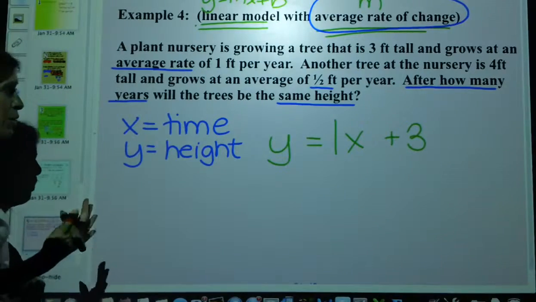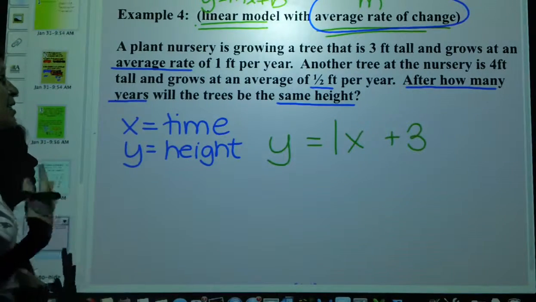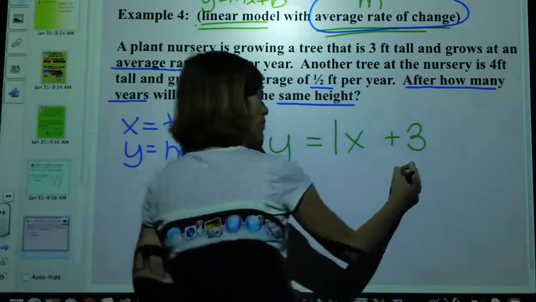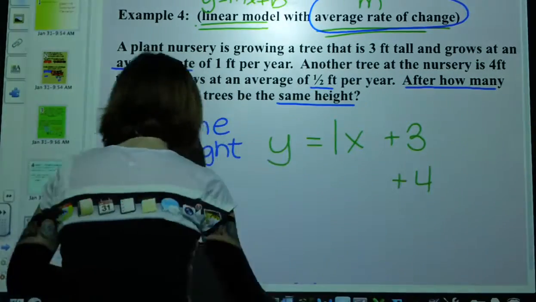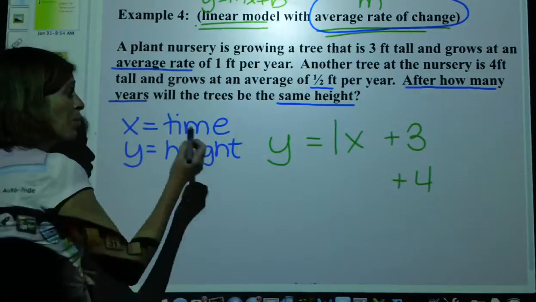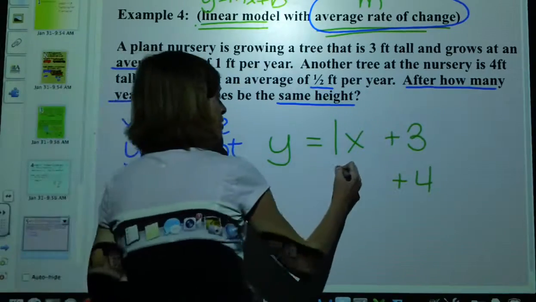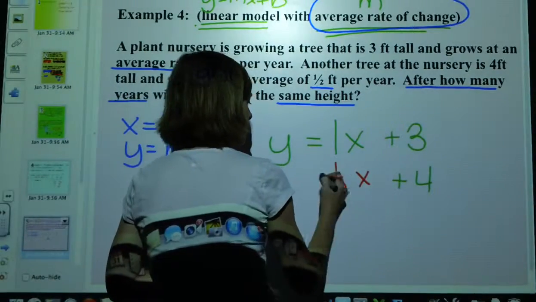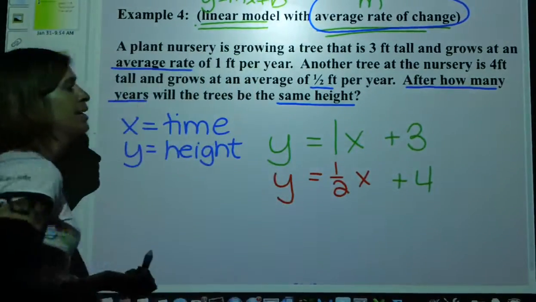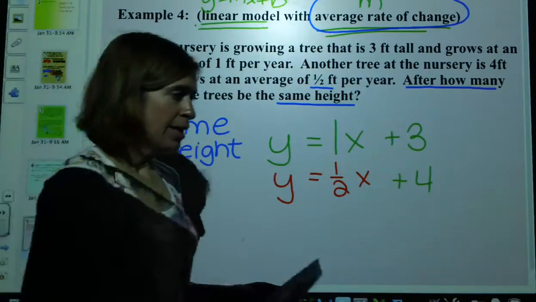All right, my other equation. I've got it that it's 4 feet tall. So my y-intercept is 4. My average rate is going up 1/2 per year. So 1/2 x. And that will tell me the height. Now this one's slightly different.